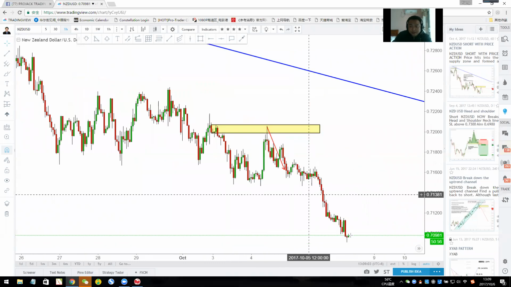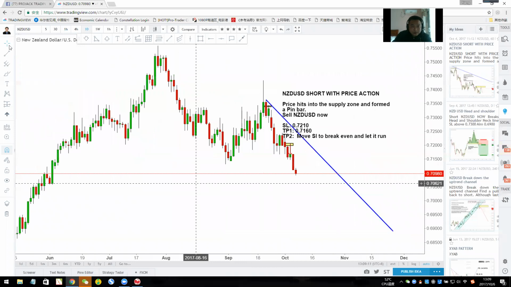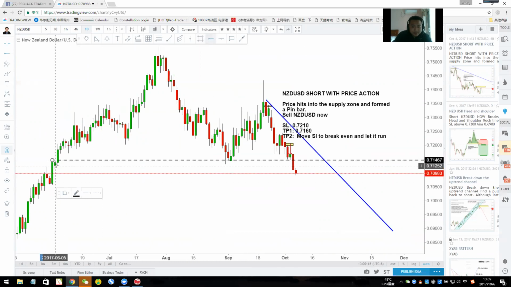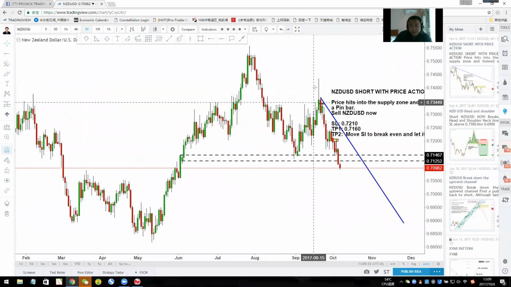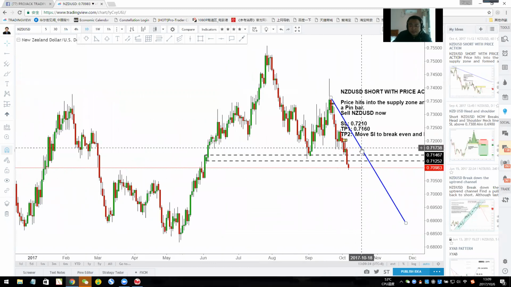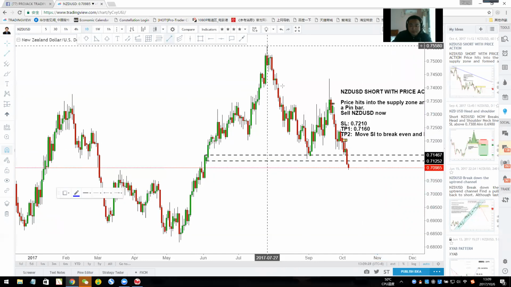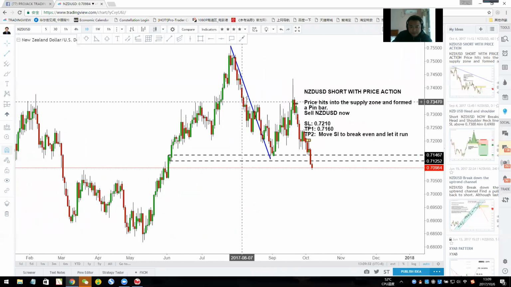This is our first target hit, and the second target right now is 0.7098. Look at the daily chart: the Kiwi dollar has already broken the very important support zone here. This is violated totally, so this confirms the double top, and it may give the intention that the Kiwi dollar may continue to fall into this ABCD pattern.